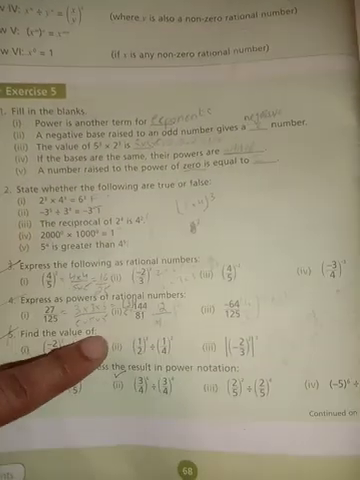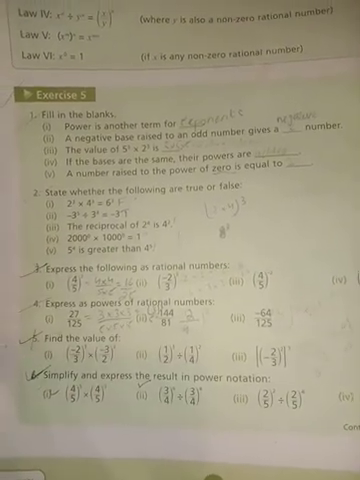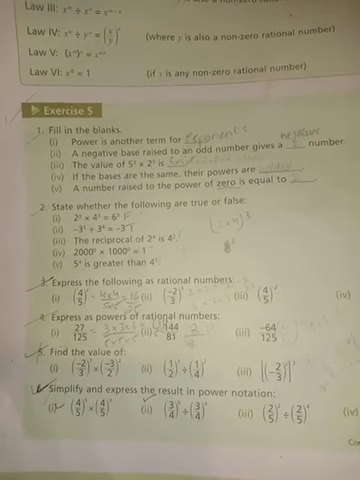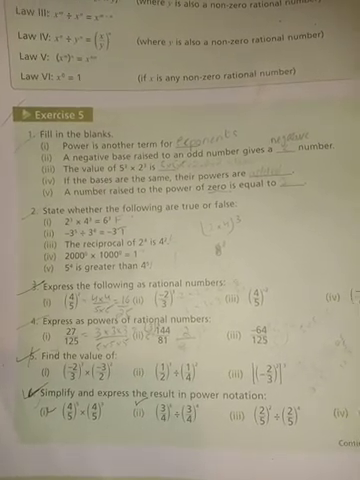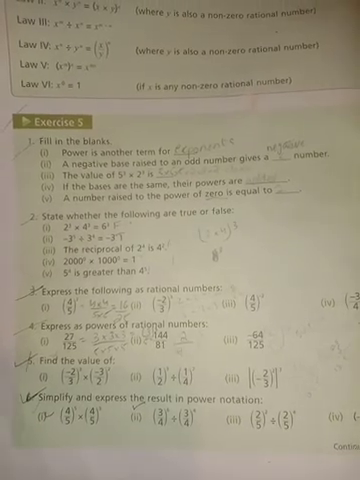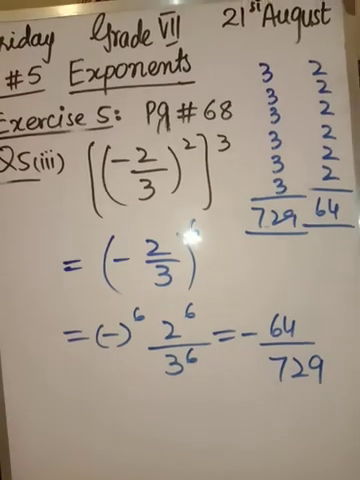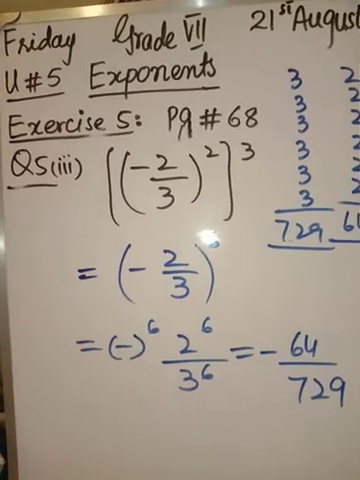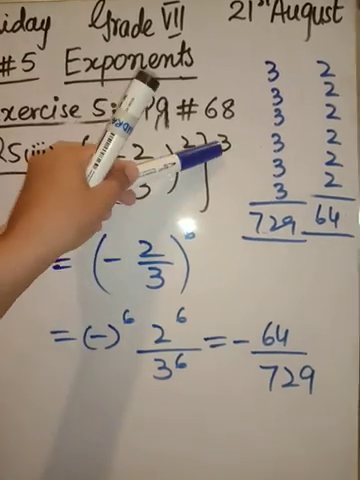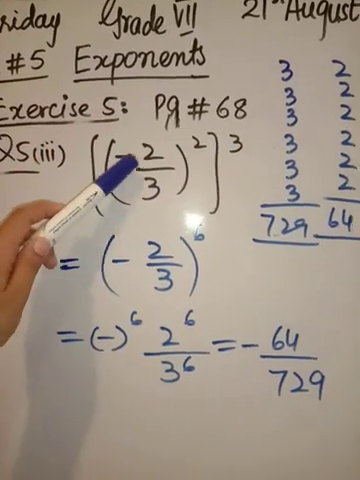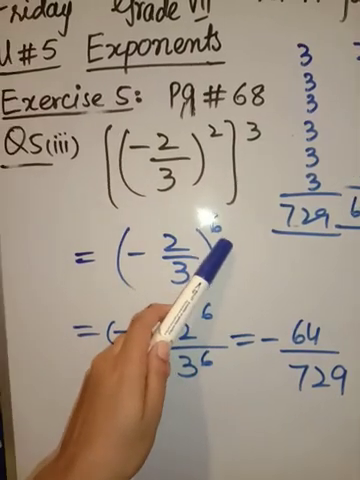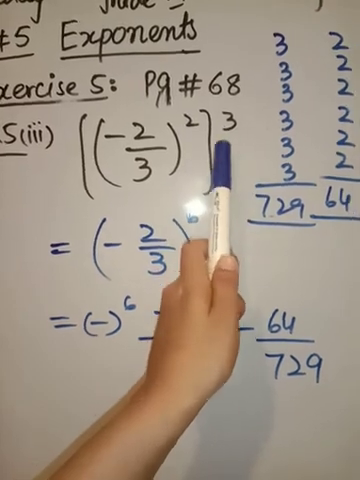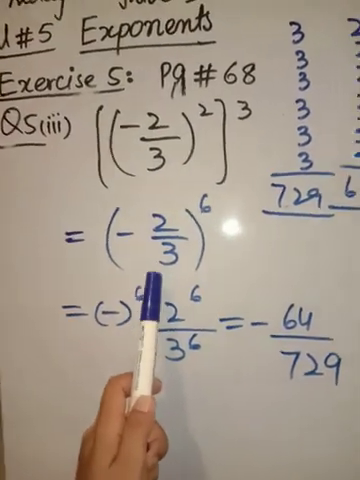In part number 2 of question number 5, you have to just change the sign of division into multiplication with the reciprocal. Then you can easily solve the question. You have to do part 2 by yourself. Moving towards part number 3, we have minus 2 by 3 whole square whole cube. In part number 3, now considering the power rule, we have minus 2 by 3 whole square, whole cube. So what will you do? 2 multiplied by 3, which is equal to 6. Multiply the powers, the power 2 by 3 and the whole power. 2 multiplied by 3 is 6. We got minus 2 by 3 whole raised to power 6.